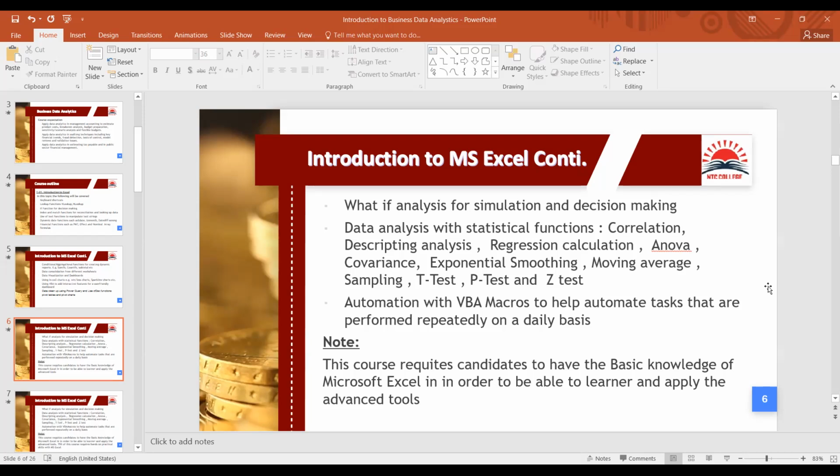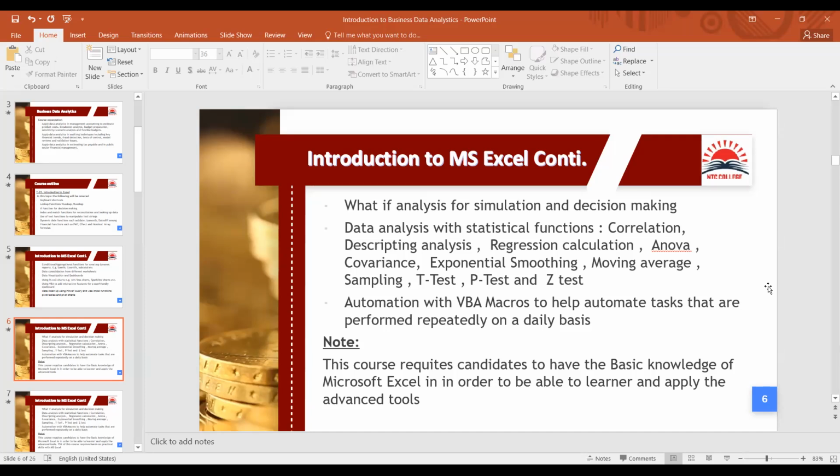Then there's also the element of automation with VB macros. Macros is actually a critical component in Microsoft Excel. In that, macros will help us to automate tasks that are performed repeatedly on a daily basis. When you develop macros in Excel, basically what you are trying to do is automate tasks that you perform on a daily basis. You automate them so that if you are to generate a certain report, with the macro, you can be able to get that report within a very, very short time.